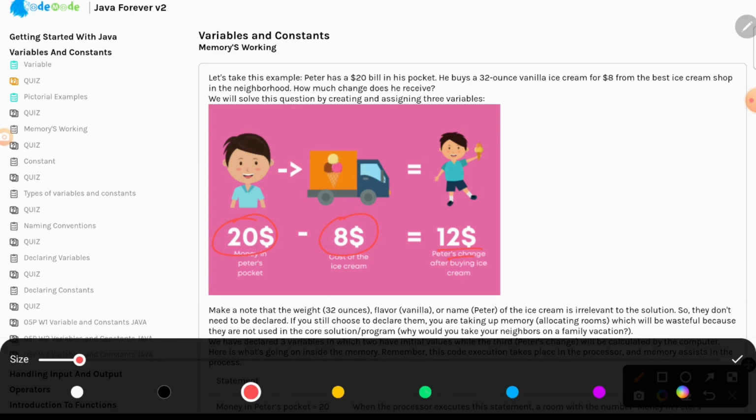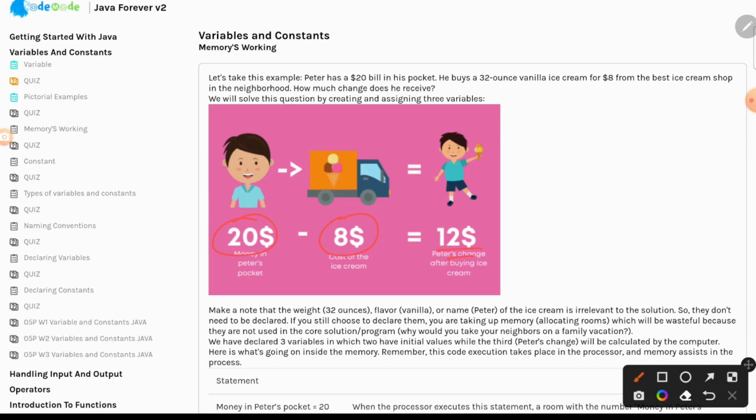This problem looks pretty simple because we can see this is $20 minus $8, remaining is $12. But what happens if we create a generic problem statement? We say for a given X amount in our pocket and Y is the cost of an ice cream, what would be the change left in our pocket if we buy that ice cream, right?